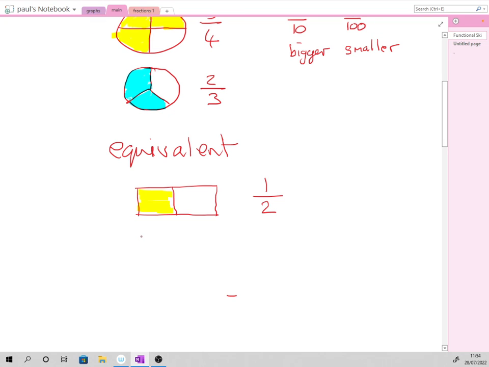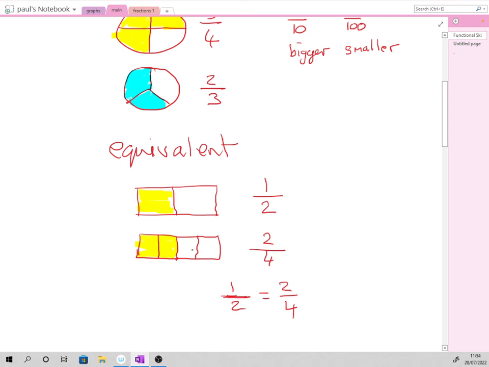Now we can have an equivalent fraction to that by doing this. If I draw in the same amount, it would look like this. How many parts have we got? We've got 4 of them, so they're quarters. How many of them? We've got 2. So 1/2 is equal to 2/4. And somewhere along the way we're going to have to work out equivalent fractions.